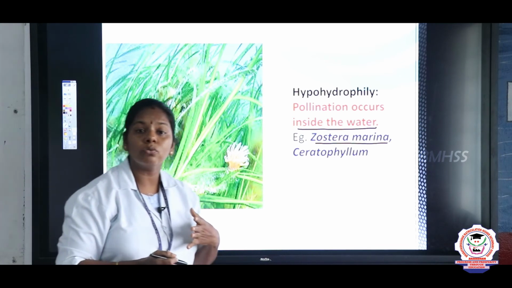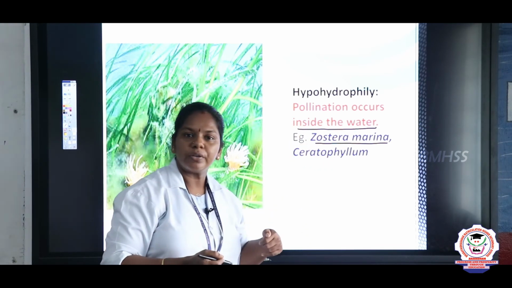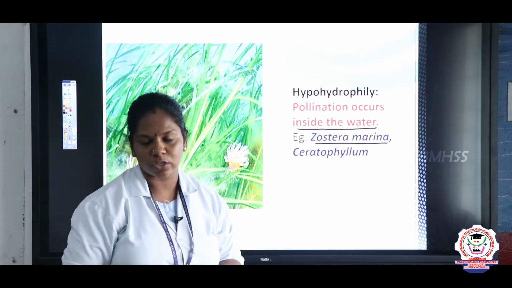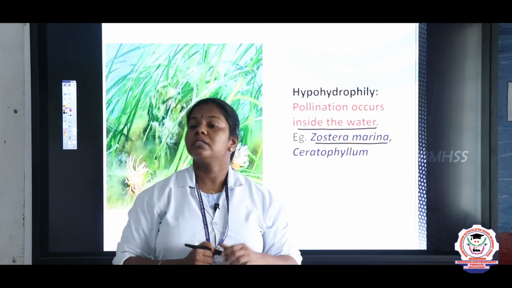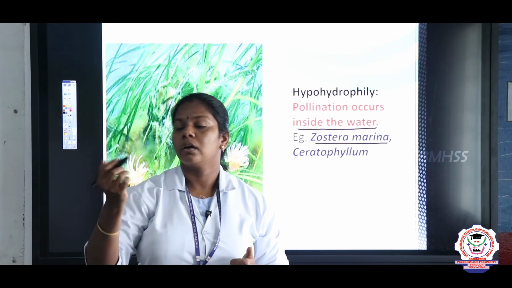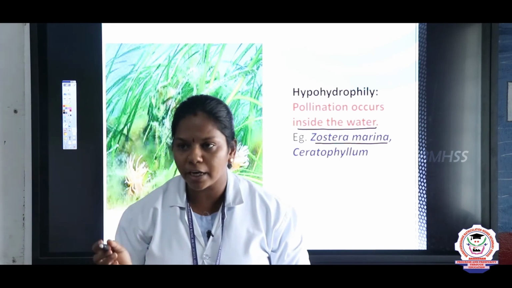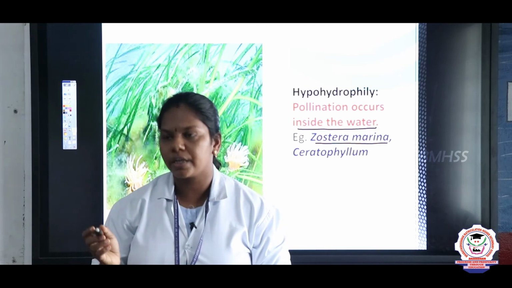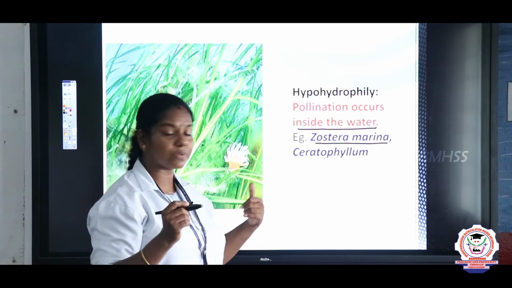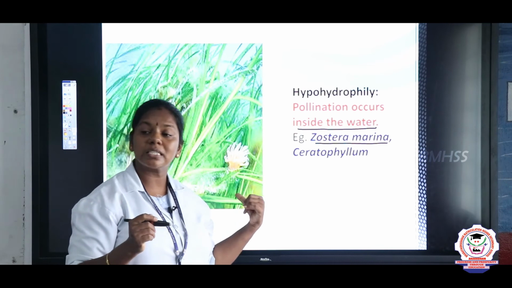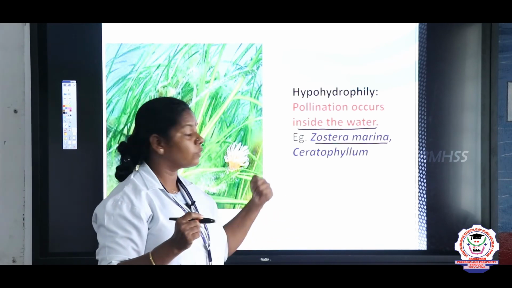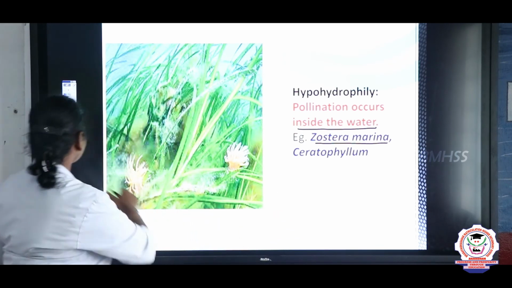So this is how hypohydrophily takes place in Vallisneria. So I will ask you some questions, children. Just answer my question, right? Arvind, just answer my question. What is an example of epihydrophily? Yes, very good. And what did we see? Vallisneria. Give an example of hypohydrophily. What is the example? Zostera.